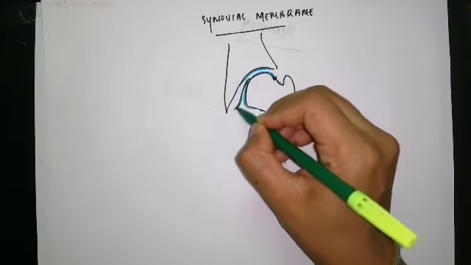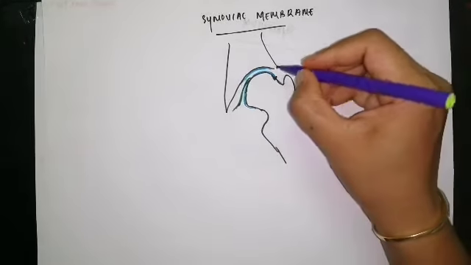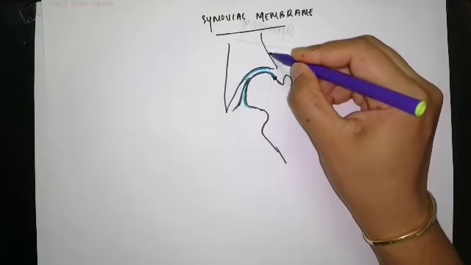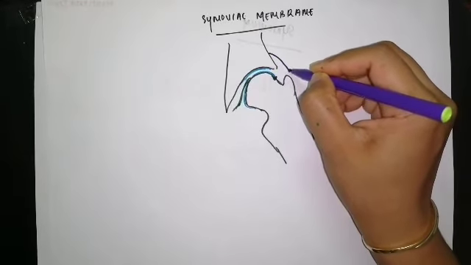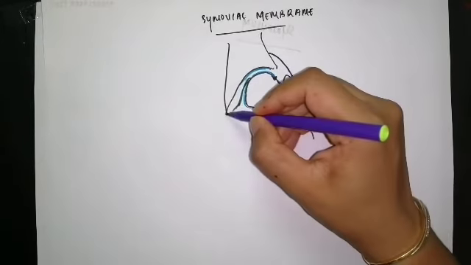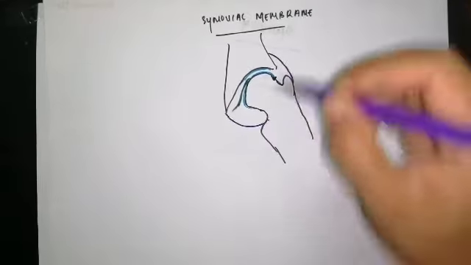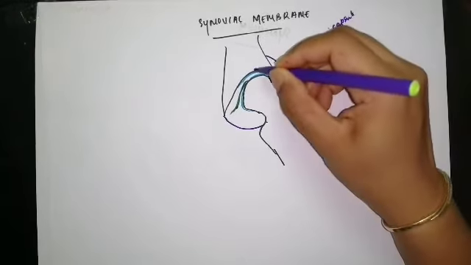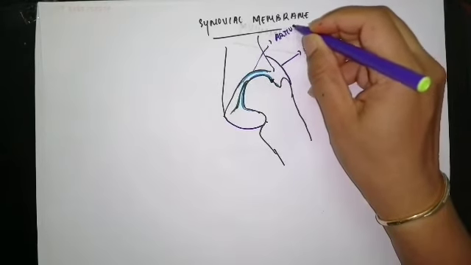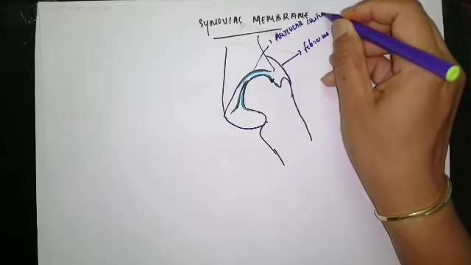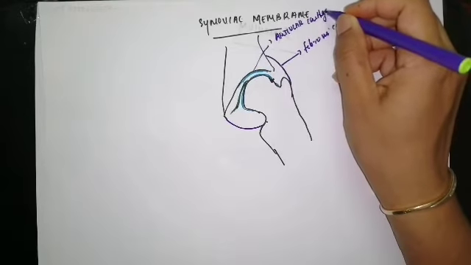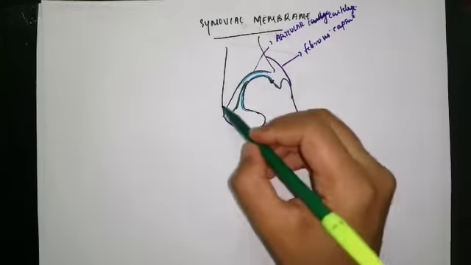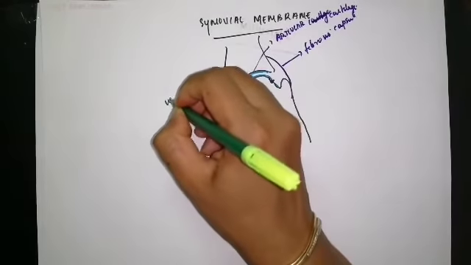Now you can see that we have drawn the fibrous capsule. The capsule of the hip joint is attached from the acetabular margins to the femur like this. So this is the fibrous capsule, and this was the articular cartilage. Now what you see here, this is the ligament of head of femur.